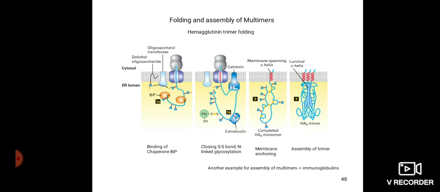If the immunoglobulin is a membrane protein, then in the same similar fashion that immunoglobulin membrane protein is also going to get assembled.